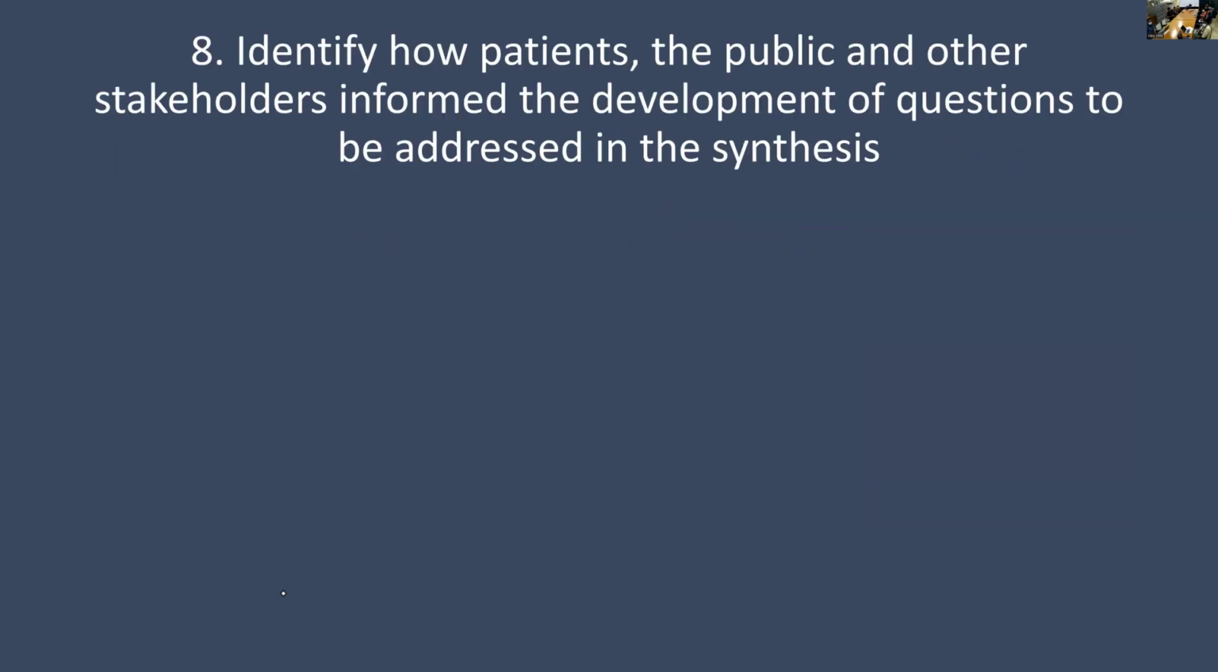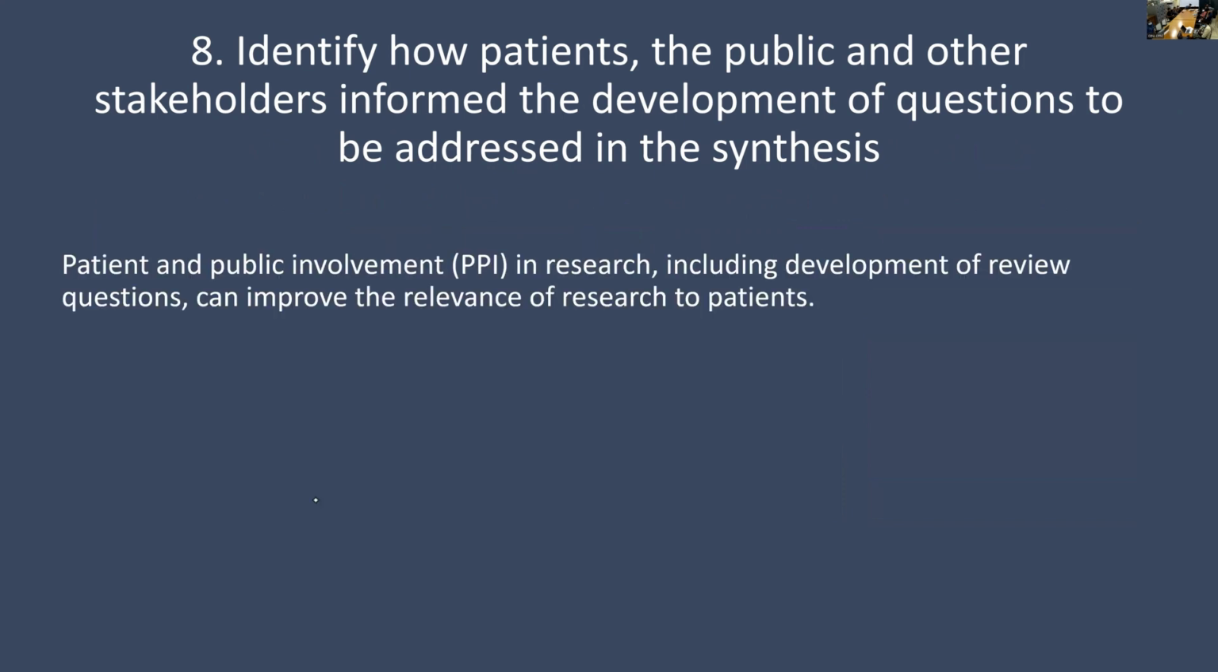Identify how patients, the public, and other stakeholders inform the development of questions to be addressed. We've been seeing more and more that a lot of importance is being given to patient-public involvement. So PPI in research, including development of review questions, can improve the relevance of research to patients. So you can include patients, potential patients, people who use health and social care services, or people from organizations that represent people who use these services, and other stakeholders.